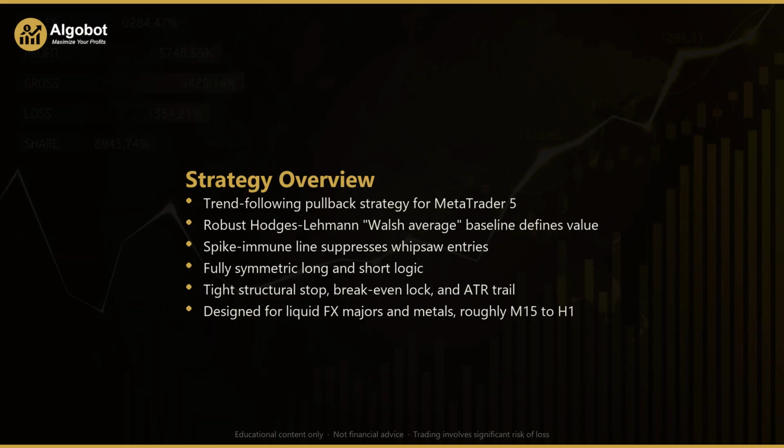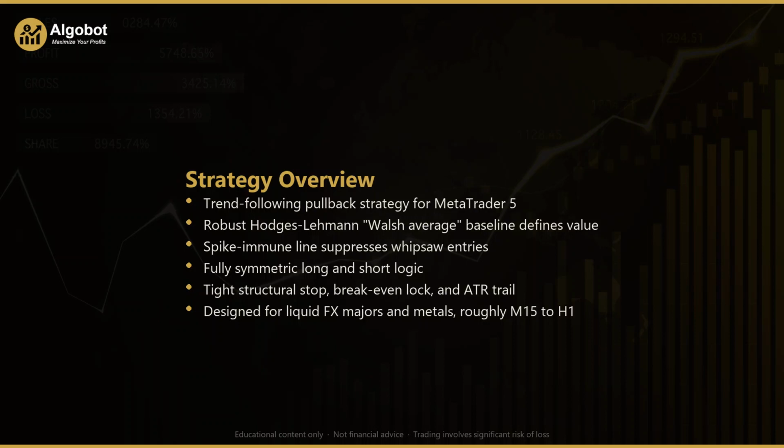The engine that defines value is the Walsh baseline, a robust central tendency line drawn from recent closing prices. Most pullback systems anchor themselves to a moving average, a simple average, an exponential average, or perhaps a median line. The distinctive choice here is the Hodges-Lehmann estimator, the median of all pairwise averages of the recent closes. In plain terms, it delivers roughly 95% of the statistical efficiency of a normal average on clean data, yet it has a breakdown point near 29%.